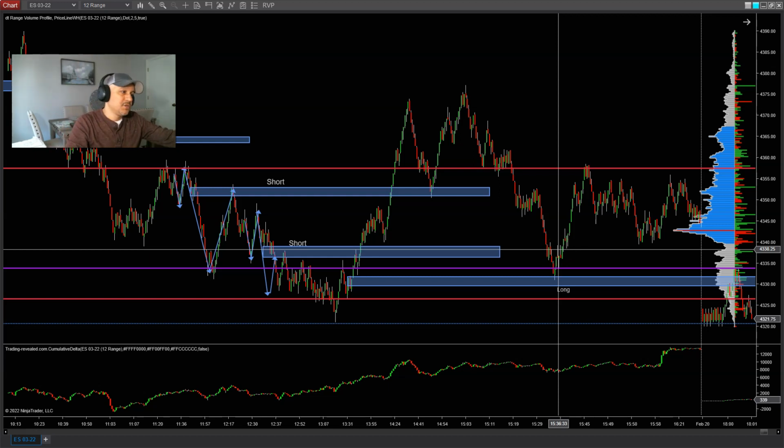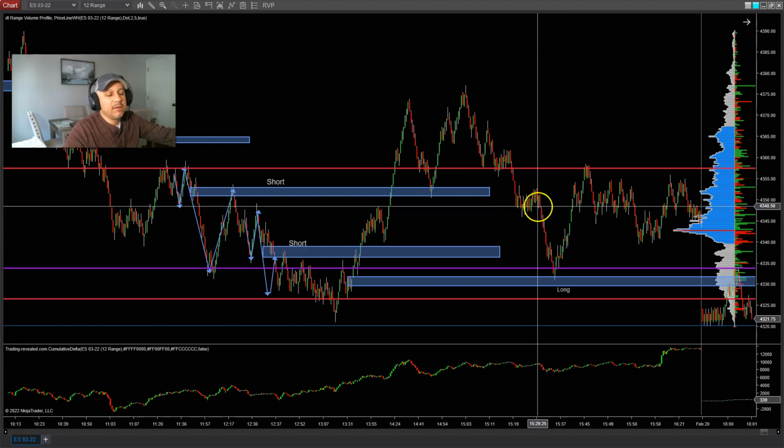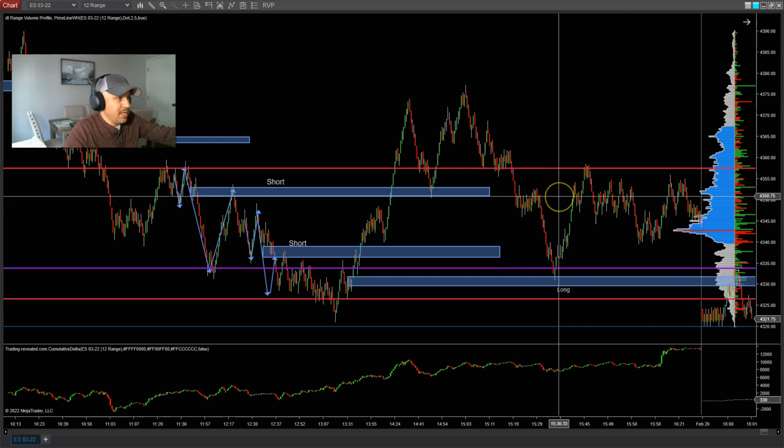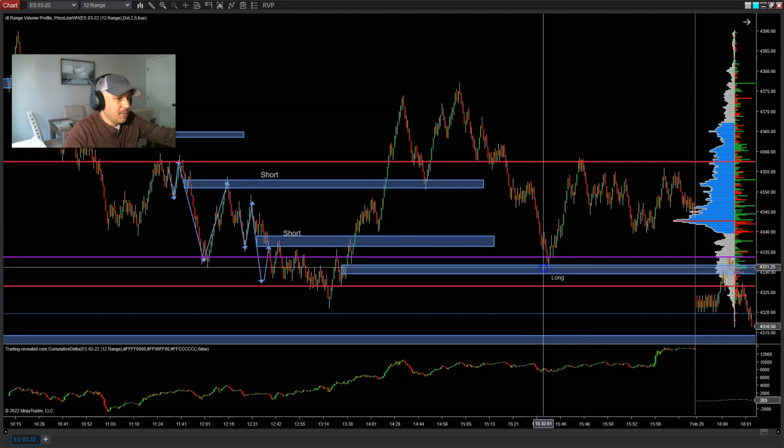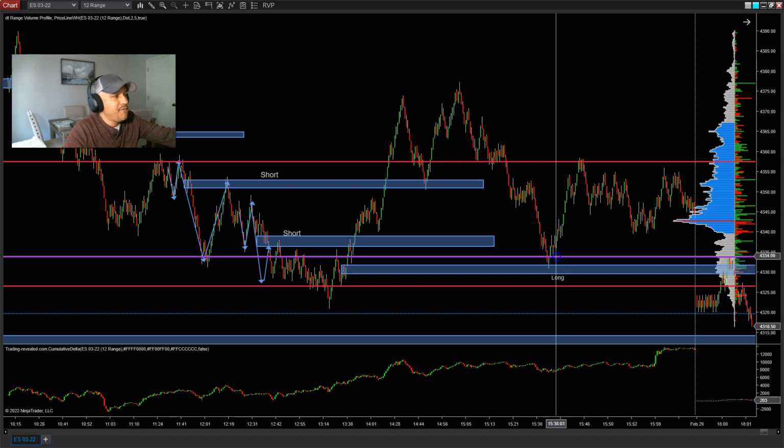One contract, you trade one contract, 2 contracts. If you're a beginner and you have a small account size, I would highly advise you to trade one contract until you can grow your account size, okay? But that's if I'm purely trading off of the 12 range chart.